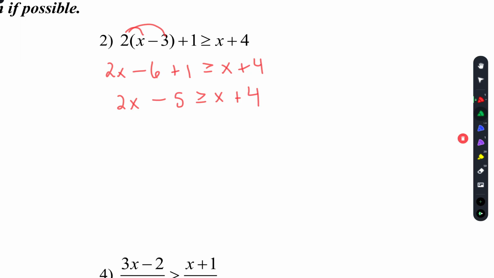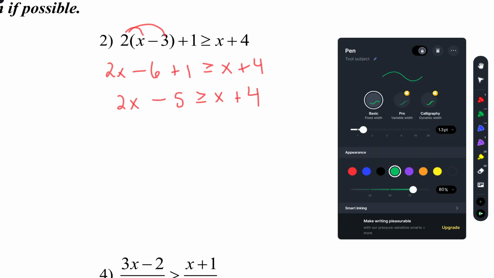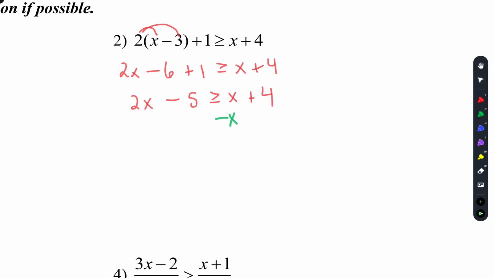So the next thing I'm going to do is subtract x from both sides. I'm left with x and then -5 greater than or equal to 4. And then I'm going to add 5 to both sides. So my grand finale is x is greater than or equal to 9.